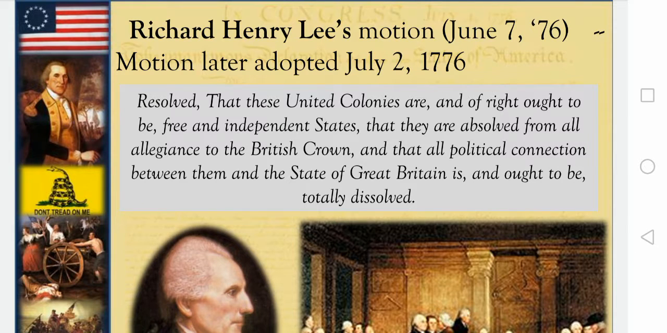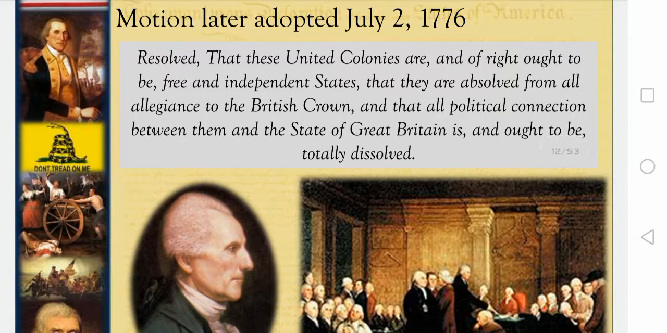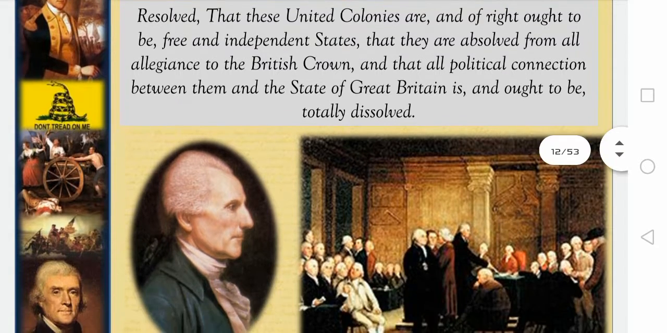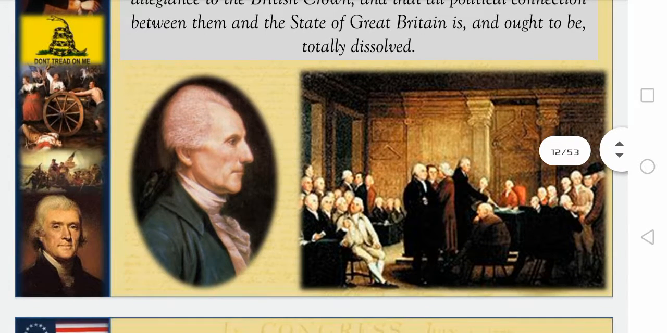Richard Henry Lee's motion, 7 June 1776. Motion later adopted 2nd July 1776. Resolved that these united colonies are and of right ought to be free and independent states, that they are absolved from all allegiance to the British Crown, and that all political connection between them and the state of Great Britain is and ought to be totally dissolved.